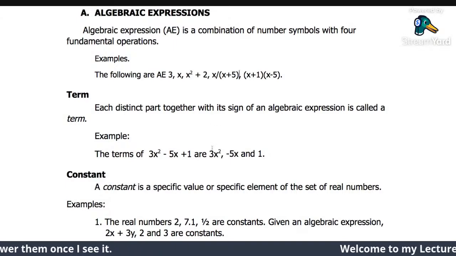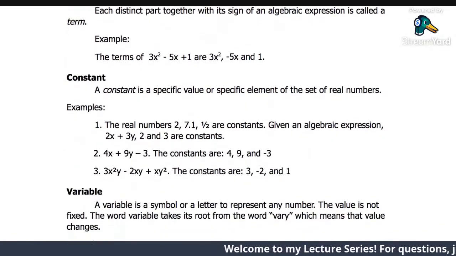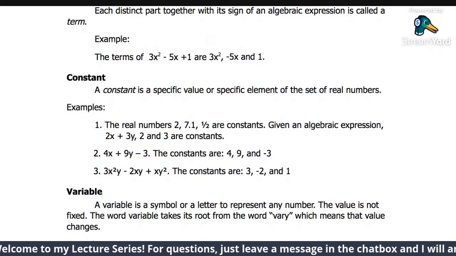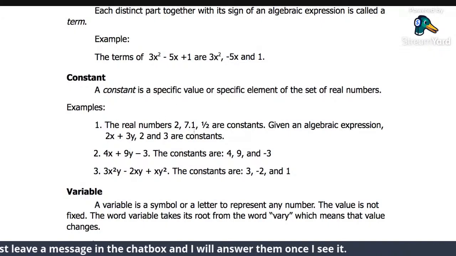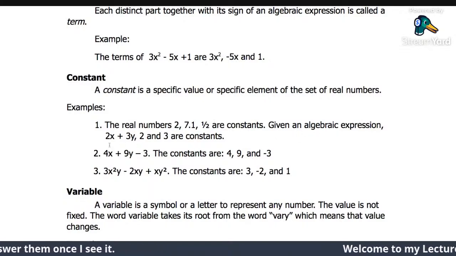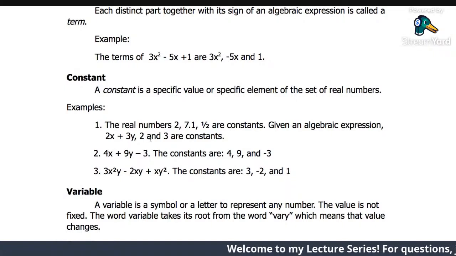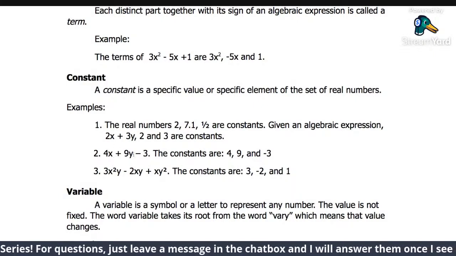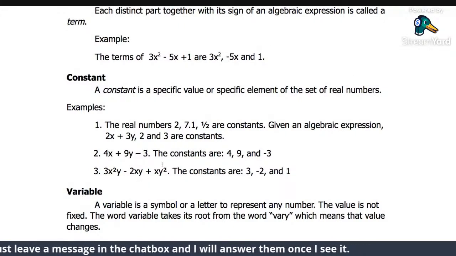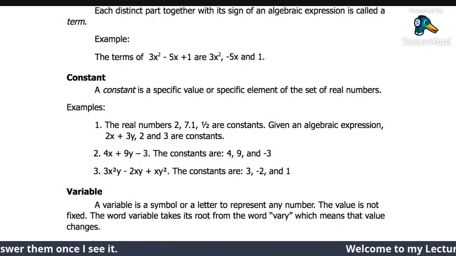Okay, so we proceed to constant. A constant is a specific value or specific element of the set of real numbers. So for example, the real numbers 2, 7.1, 1/2 are constants. So given an algebraic expression, for example, 2x plus 3y, 2 and 3 here are constants. So we call them constants. Another example, 4x plus 9y minus 3. The constants here are your 4, 9, and negative 3.